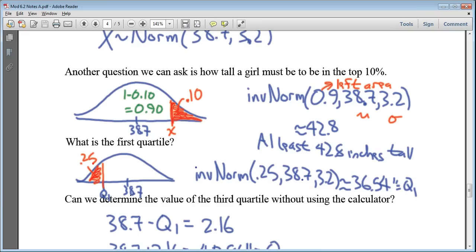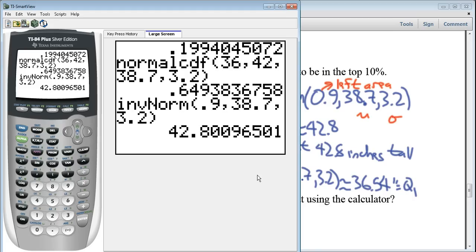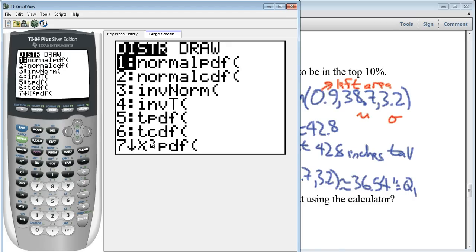Now let's go back one second to my second bar's distribution menu. And you'll notice there's one thing with the normal that we didn't use, and that's Normalpdf. For our class, we don't ever use that function. So don't ever use Normalpdf. We use Normalcdf to find areas under the curve based on x values. We use inverse normal to find x values based on areas under the curve.